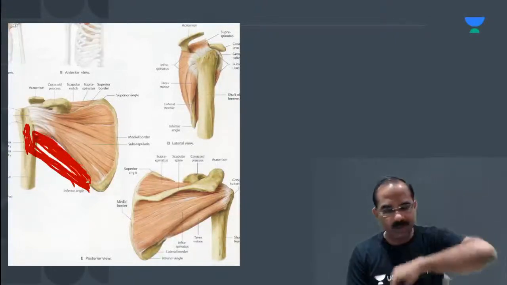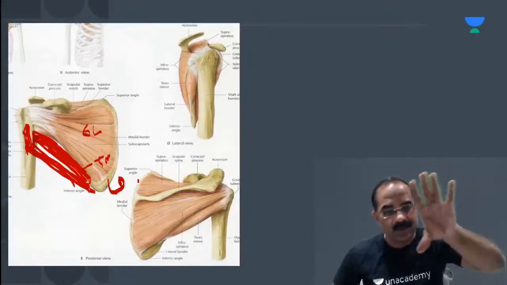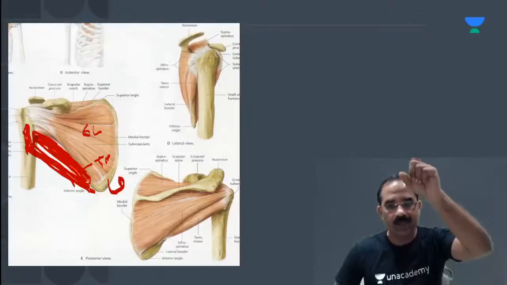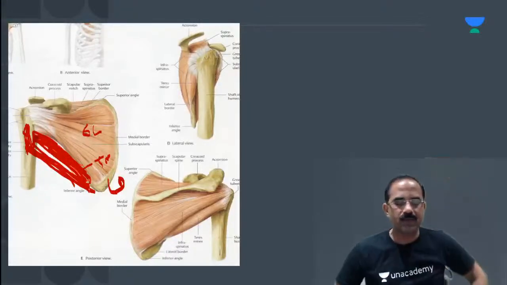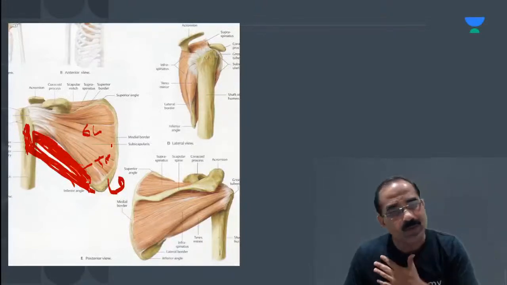So now we've got three muscles. One is the subscapularis, the second one is teres major, and that's the latissimus dorsi. And these three muscles are going to form what for the axilla? Posterior wall of axilla. This is going to form the posterior wall of axilla. Just understand the students, thoda sa difficult hai. Look, see, how do we look at the posterior wall?